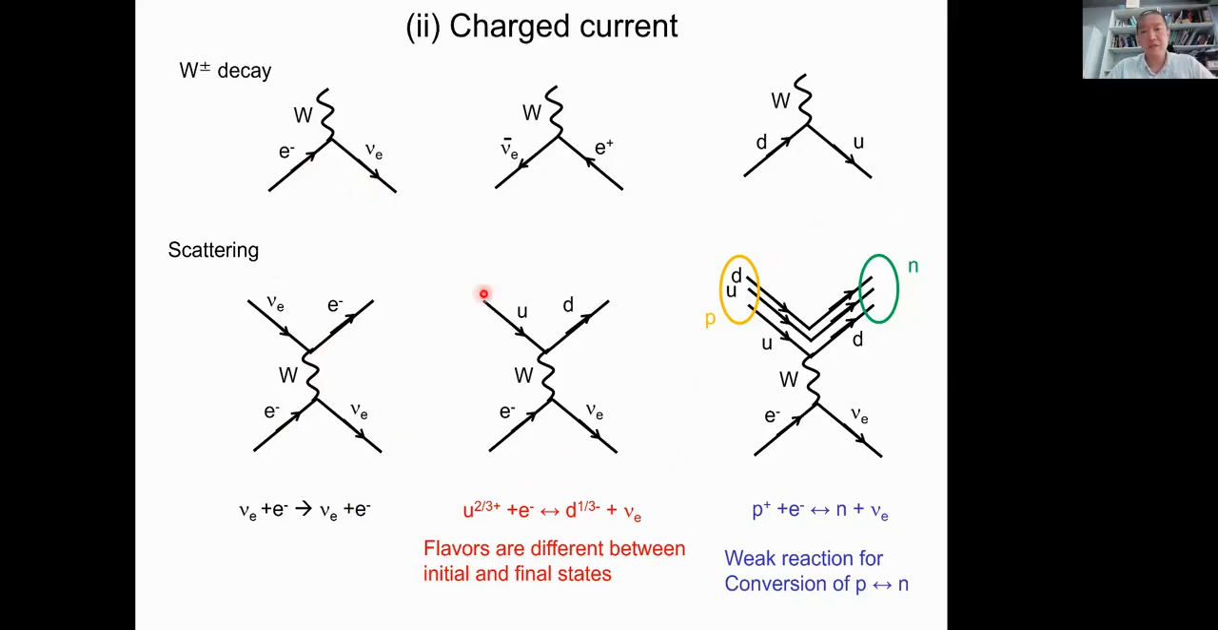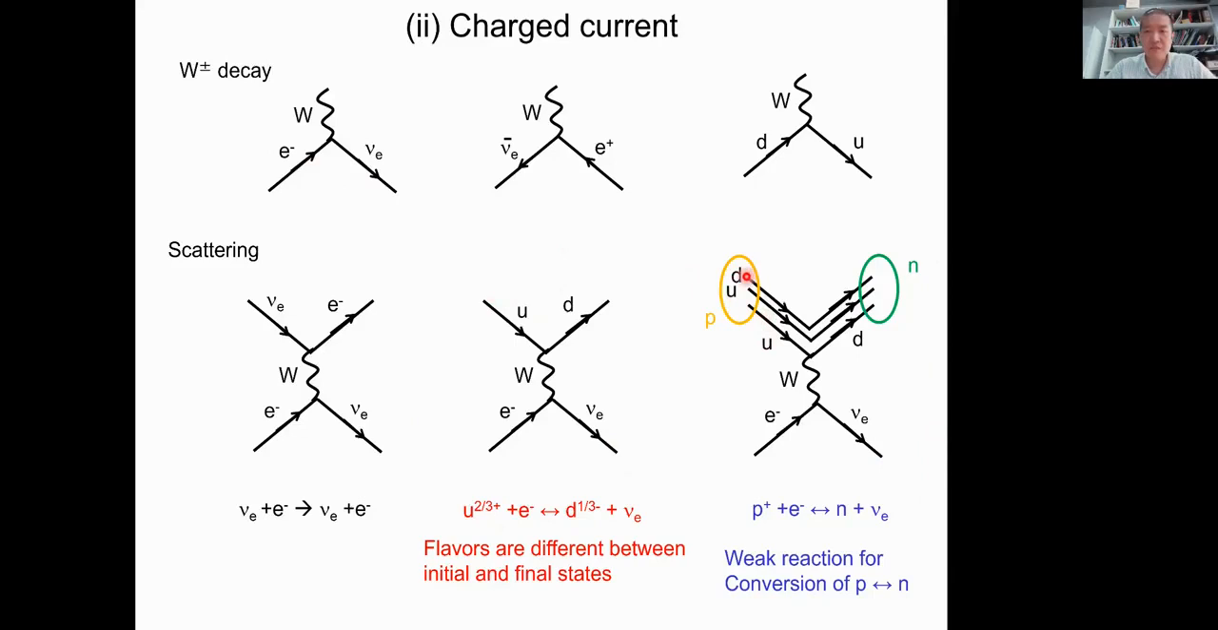But in this case, up quark and electron are converted to down quark and electron type neutrino. So flavors are different between initial and final states. If you add lines for up quark and down quark to this diagram, it becomes this form.